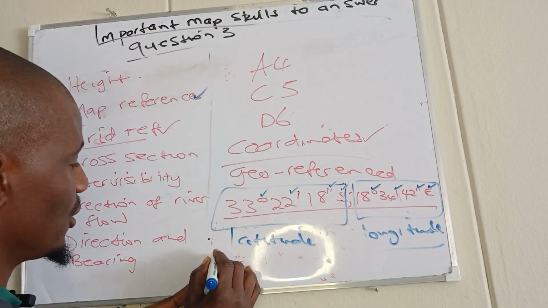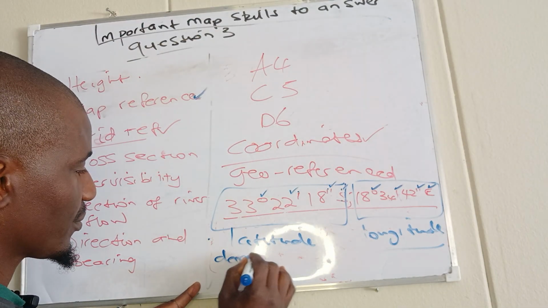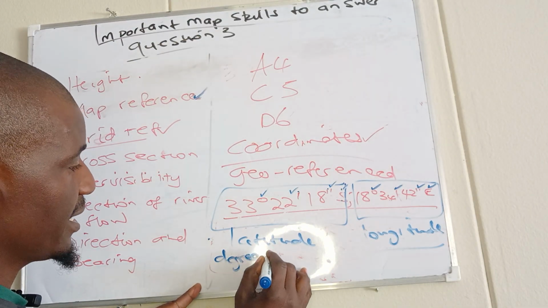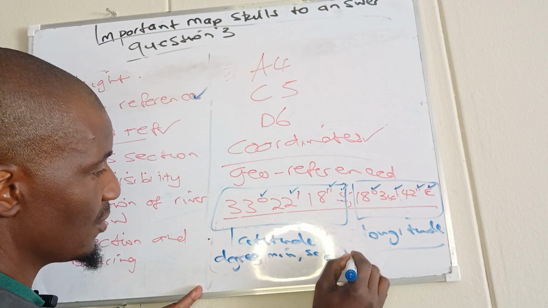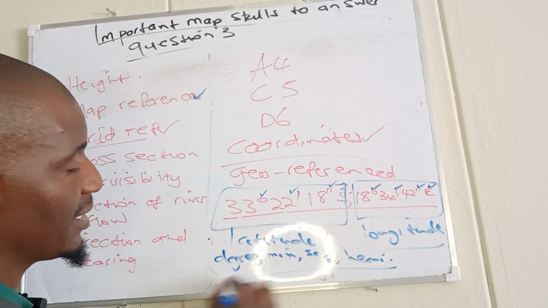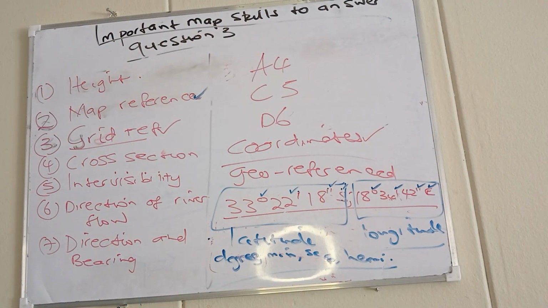So you've got your degrees, okay, then you've got your minutes, then you've got your seconds, then you also have your hemisphere. Okay, that's how you're supposed to do it when it comes to grid reference. I think I'll move on to the next concept. Okay.